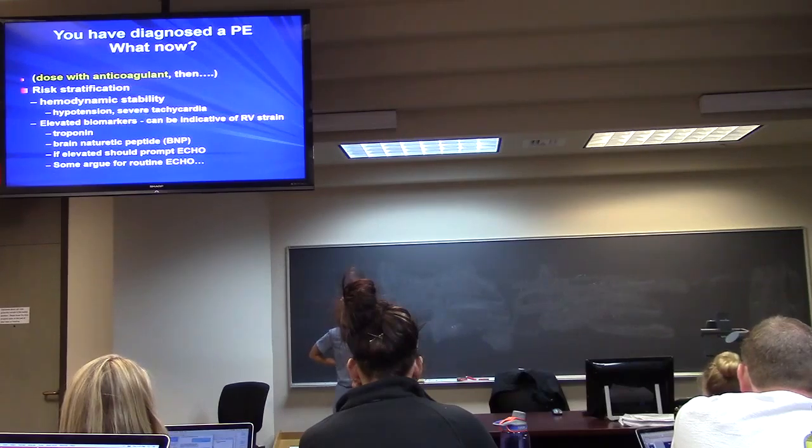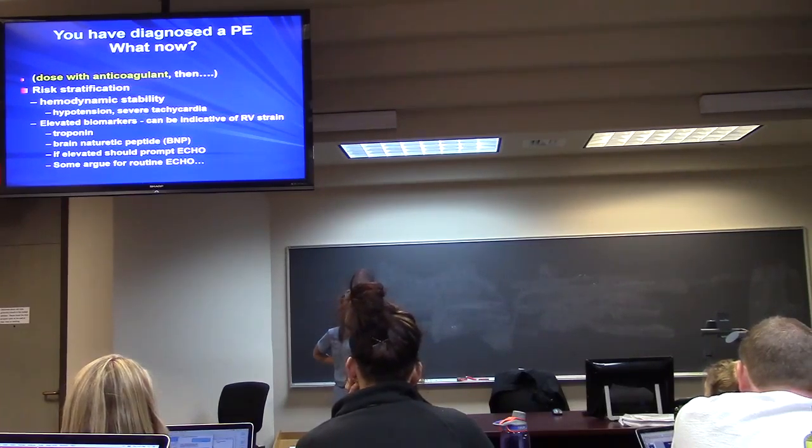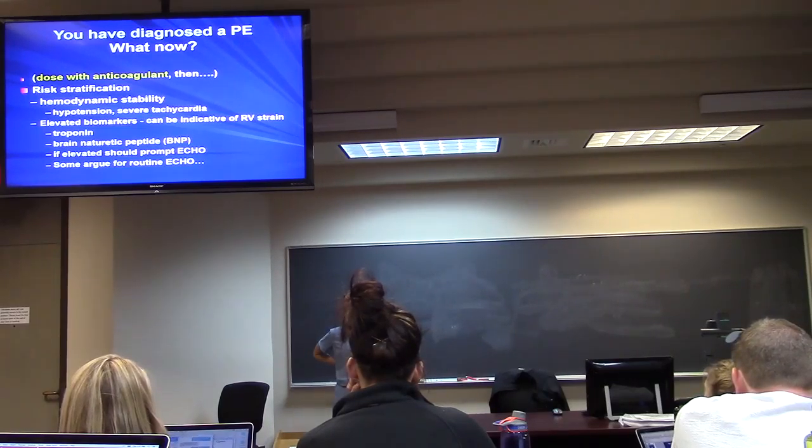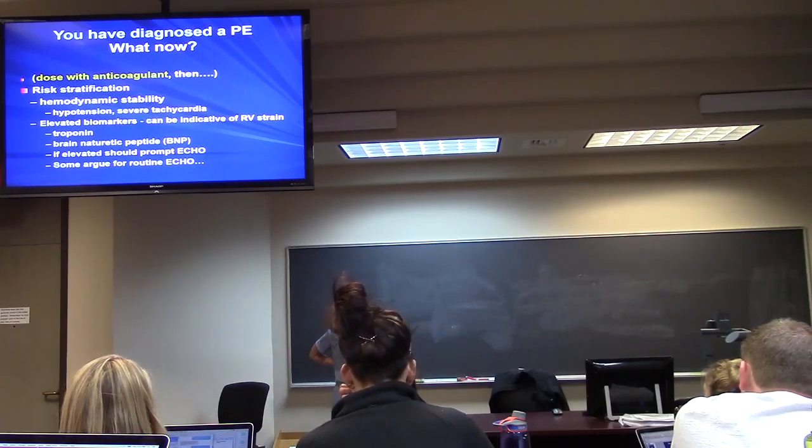The first thing you think of when you have a PE is, is this person hemodynamically stable? Do I need to start thinking of TPA or thrombolysis or something else other than just anticoagulation? The way to do that is looking at hemodynamic stability. Are they hypotensive? When I say tachycardic, if they're 105 and they look okay, you're not going to stress out about it. If they're tacking in the 120s, 130s, that tells you they're stressed. And those are people who are more at risk for complications.